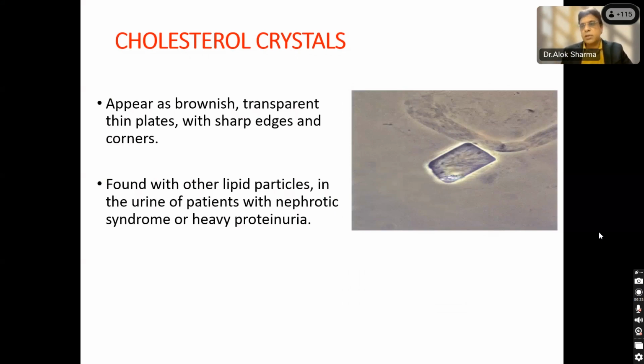You can see one of them. This is a polarized light example. You can see that even in polarized light, they are very difficult to identify. But with a good experienced eye, you can identify them also. Basically, they have sharp edges and corners, so that's a very useful way of identifying these crystals. And they often keep company with other lipid particles, so that's another way of suspecting them.